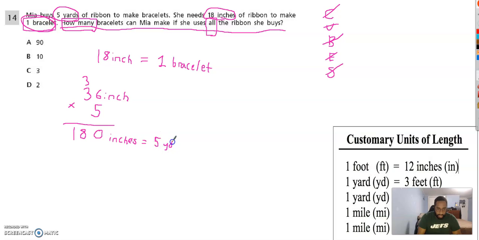Now that we found out how many inches, right, we need to find out how many bracelets can Mia make now. We know that 18 inches equals one bracelet. So what do we do next? Let's see. Kanai. Yes, we have to divide. You have to divide 180 inches by 18 inches, which makes one bracelet.